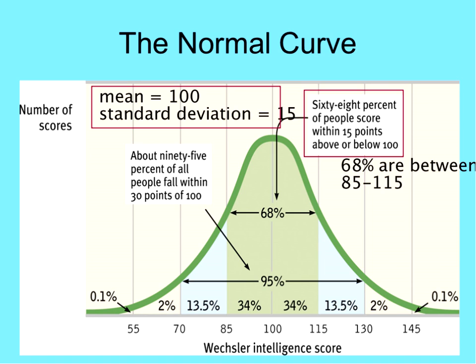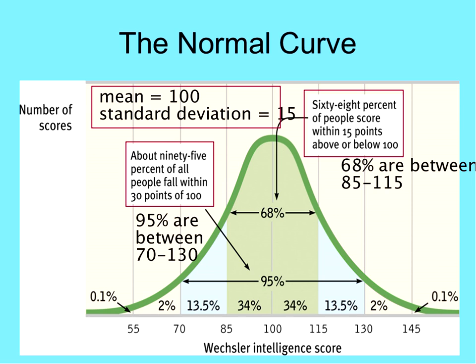Second box over here says about 95% of all people fall within 30 points of 100. Well, if we do the math here, that means almost everybody, right? 95% are between what? Between 70 and 130. Okay? Basically, if you ask me today to guess your IQ score, the most conservative guess I could give you is to say your score is almost certainly between 70 and 130. Okay, the likelihood of it being lower than 70 is less than 2%. The likelihood of it being more than 130 is also less than 2%.